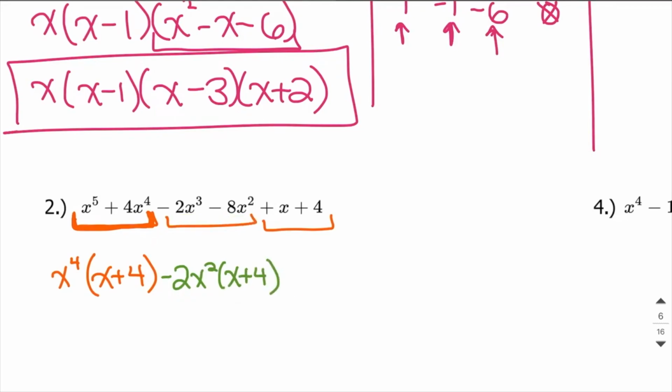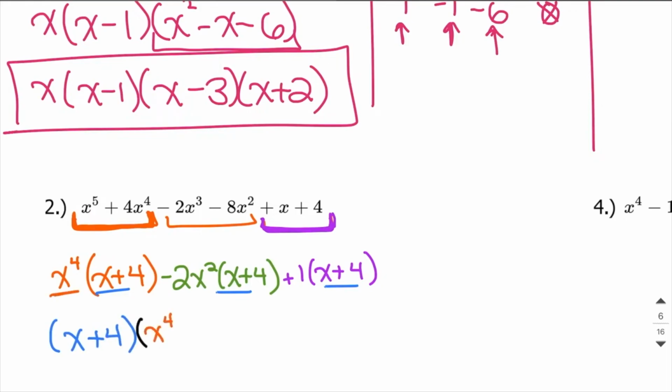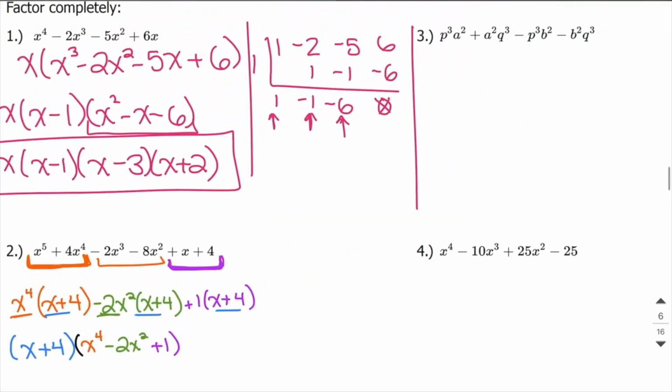Now, in our last group right here, by the way, this is looking quite promising, isn't it? In our last group, there's nothing in common. So I can only factor out a 1. But when I factor out the 1, I can see that this is also in common with what I have inside of here. So because all of these have an x plus 4 in common, I can factor out the x plus 4. And then I can say that I have x to the power of 4 left over minus 2x squared plus 1. Okay, so I was able to factor by grouping.